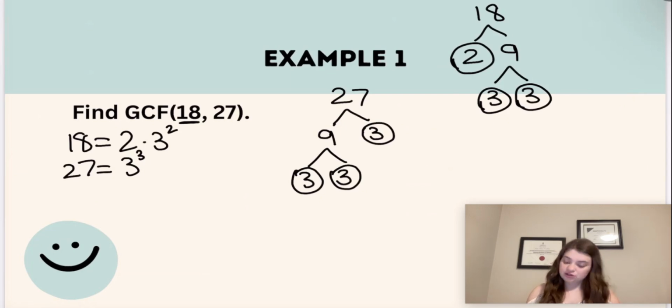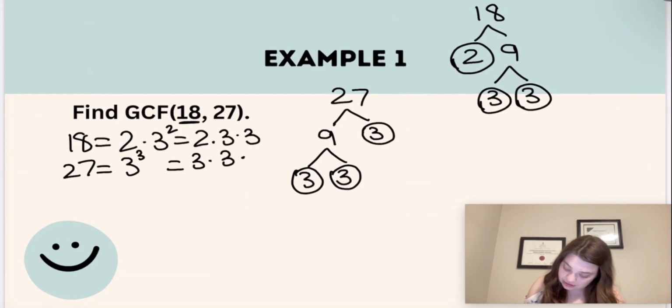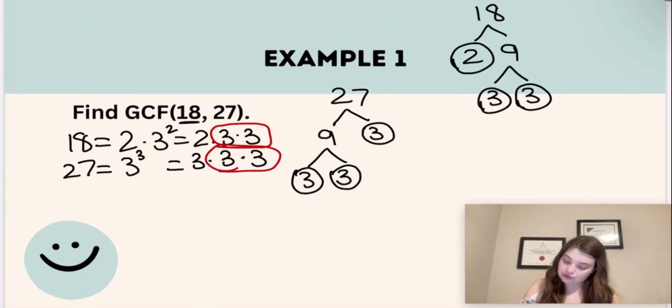So 2 times 3 squared is the same as 2 times 3 times 3. 3 cubed is equal to 3 times 3 times 3. So therefore, in terms of what's in common, in terms of our prime factors, both of these have two 3's. So I'm going to circle those two 3's. And that tells me that the greatest common factor here is 3 times 3, which is 9.